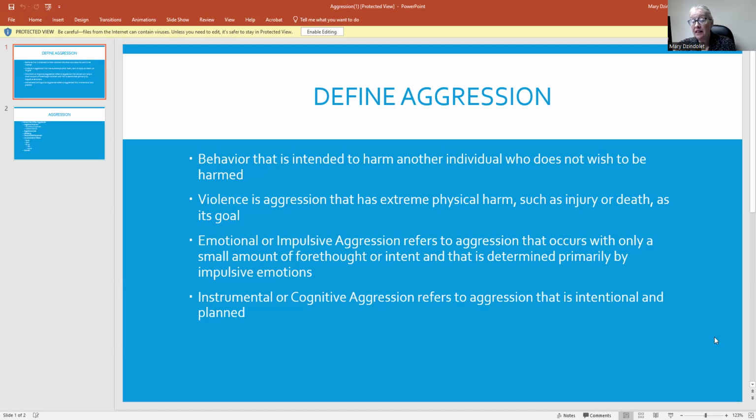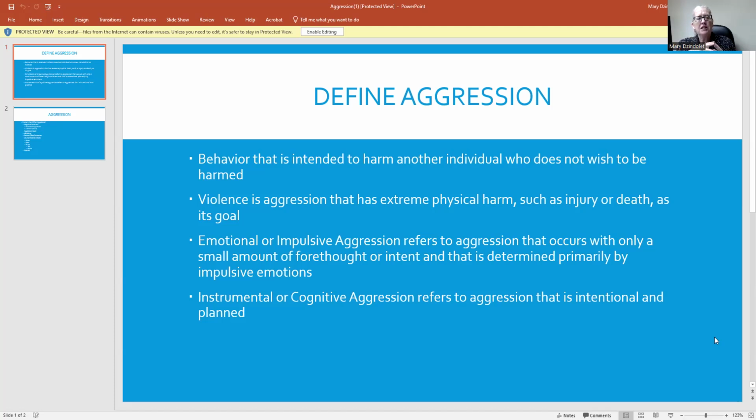Okay, now what's violence? Violence is aggression that has extreme physical harm, like injury, death as its goal. So it's not just a little bit of harm. You're trying to break their arm, you're trying to kill them. And there's two different kinds of aggression that your book highlights.